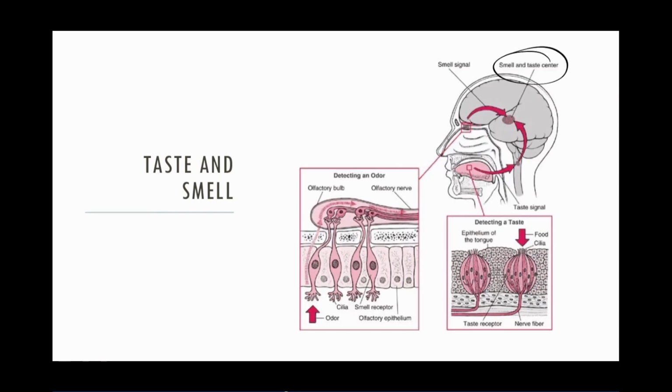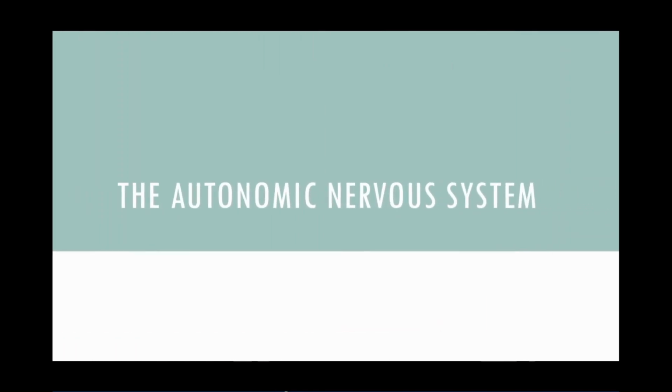We have our sweet and taste centers. They both kind of converge in that one smell center from the nose and the tongue, so our brain knows what we are smelling and eating. Moving on to our autonomic nervous system.